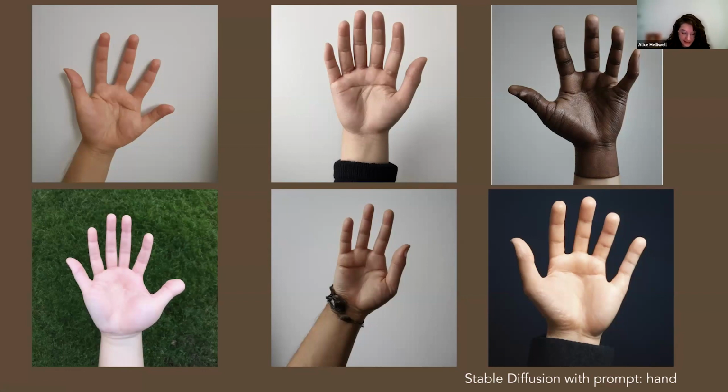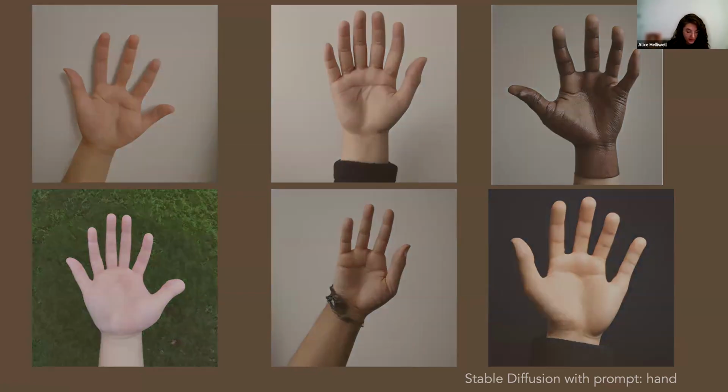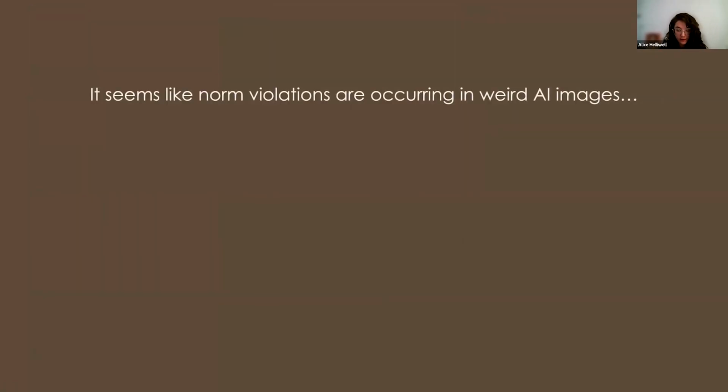So one way to understand things that are weird, uncanny, or even funny, because some people may laugh at images produced by AI, is that they're violating norms in some way. We have an expectation, an expected norm of images of hands, that they would normally, I mean, maybe not always, but normally have 4 fingers and a thumb. But AI doesn't give us that often. So it seems then that norm violations are occurring in weird AI images.